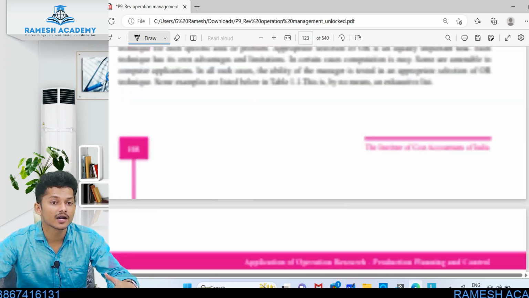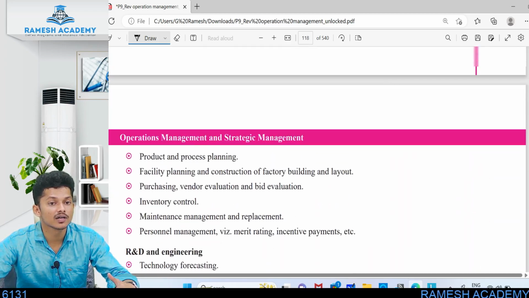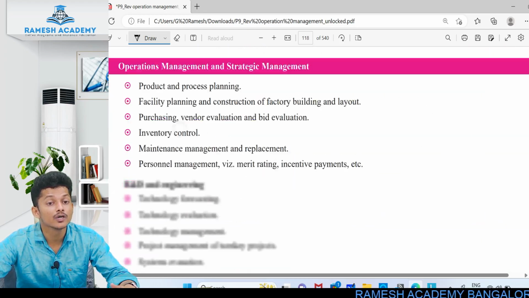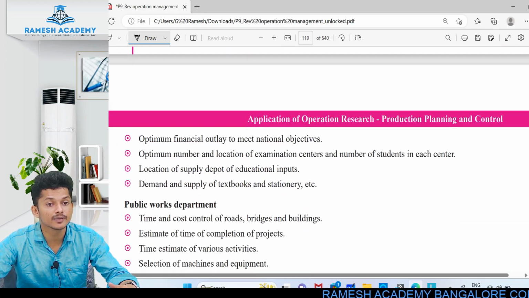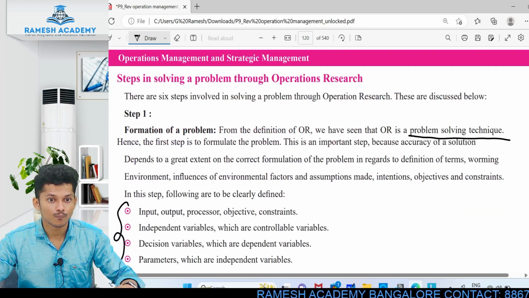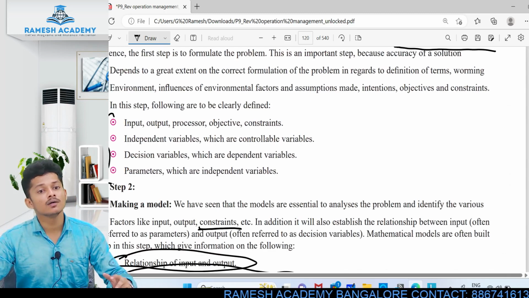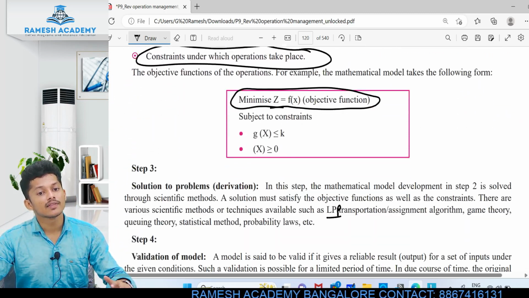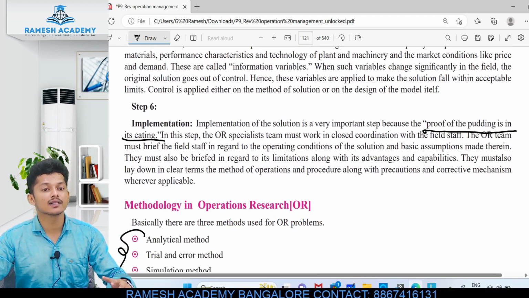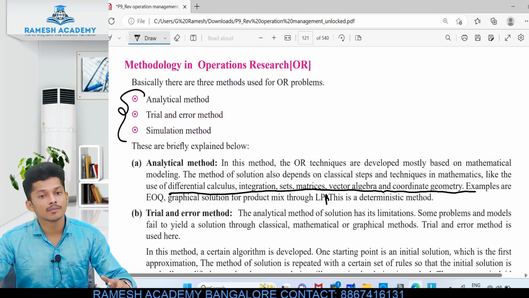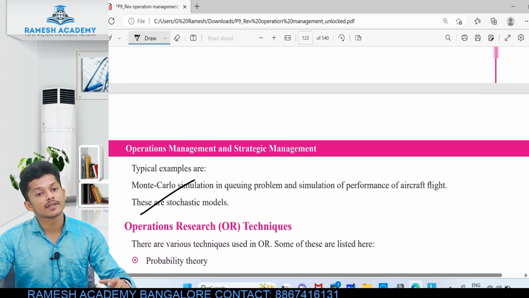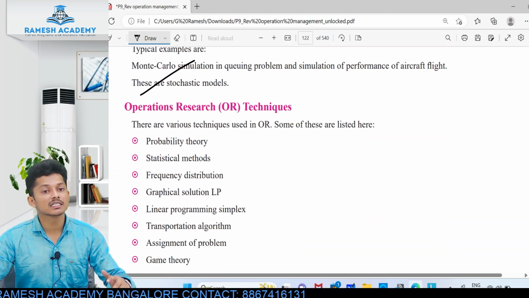So what did we learn here? Under introduction, what did we learn? Under each personal area, how OR is being used. Next, steps: formulating a problem, then making a model, then solution to the problem, then validation, then feedback, and then finally implementation. Then methodology and operation: analytical method, trial and error method, simulation method, and then we come to the operational research techniques.